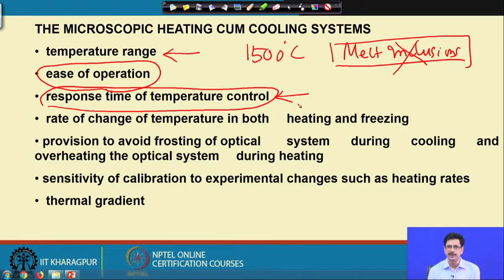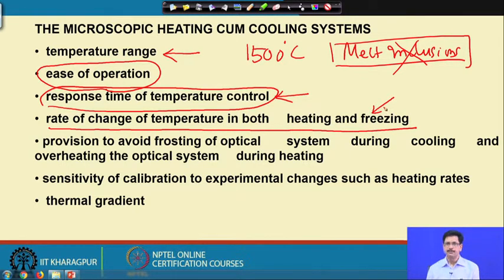Means if we want to increase the temperature and we just increase the voltage, the desired temperature to which we want it to increase must happen instantaneously. So, it depends on a combination of the material which is actually used for making such devices and the control unit, and so this response time of the temperature control, and the rate of change of temperature in both heating and freezing. For example, if we want to observe the phase changes very carefully, it is much more important for us that the observation should be reproducible.